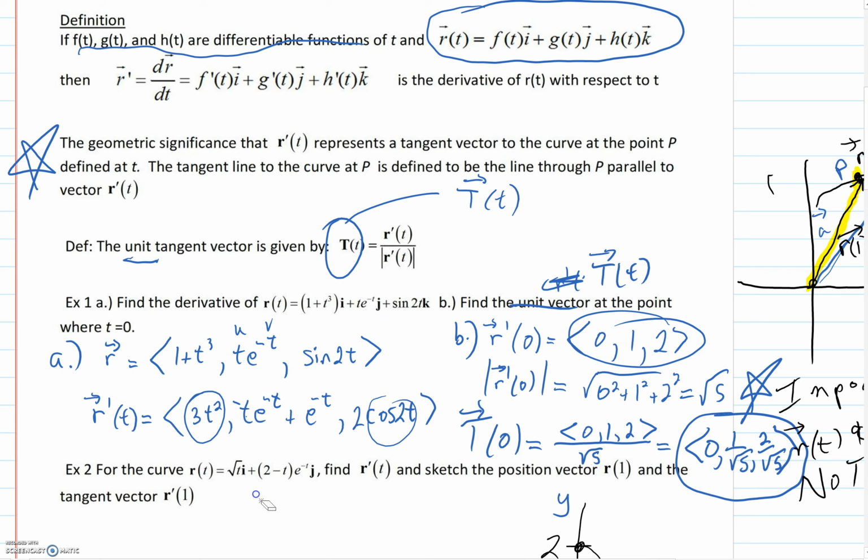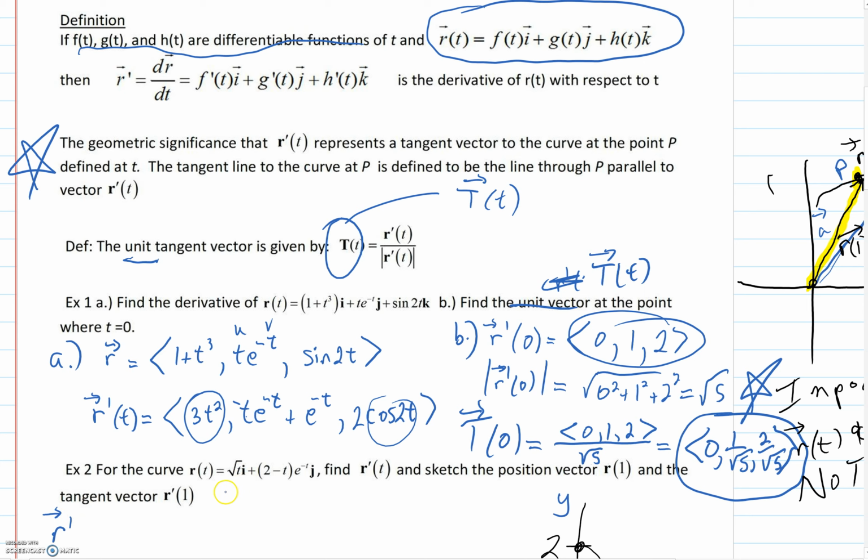So for our next part, for example 2, as we're looking here, we've got a curve, and they want us to find the derivative. They also want us to sketch the position vector and the tangent vector. And finding the derivative, I hope, isn't really all that difficult. We could do that very, very quickly.